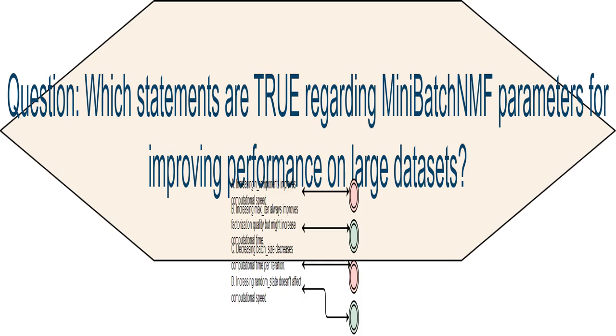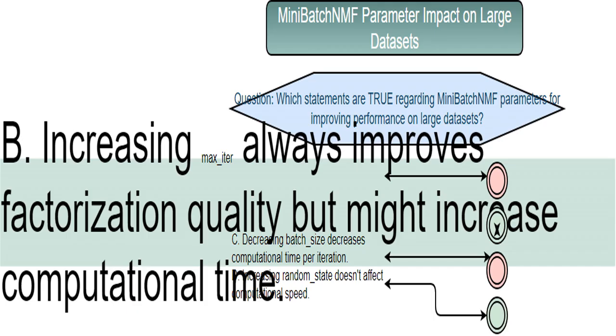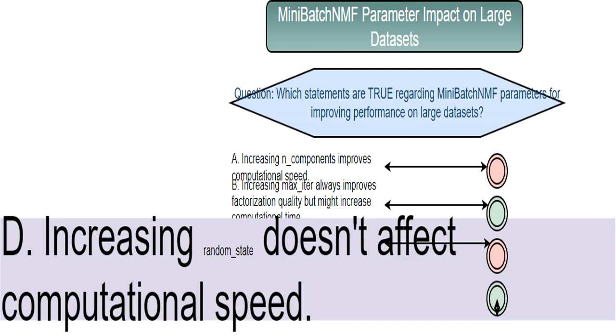This question asks us to identify which statements accurately describe how changing MiniBatchNMF parameters impacts performance. We need to think critically about the effect of each parameter change. I agree with this. Increasing MAXITER, maximum number of iterations, allows the algorithm to run for longer, refining the factorization. This usually improves accuracy, but it takes longer. It's a trade-off between accuracy and speed. I think this is true as well.